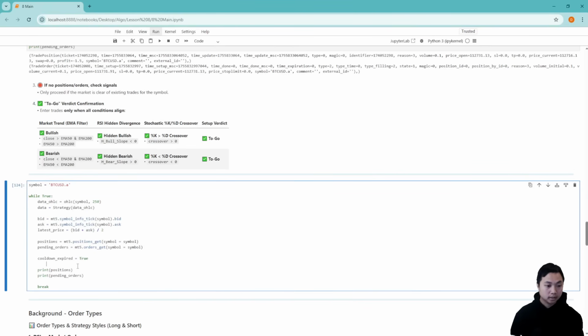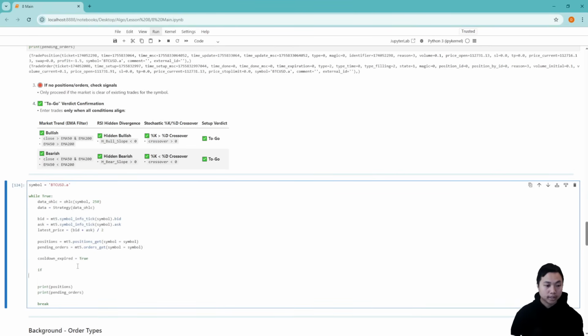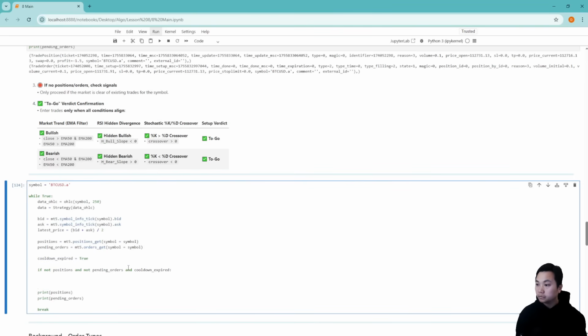The first layer is to check the market's availability. The first thing that we would like to check is that there are no positions, there are no pending orders, and the cooldown is true. Just copy this. This is the first layer. This ensures that we don't overtrade or open multiple trades on the same signal.